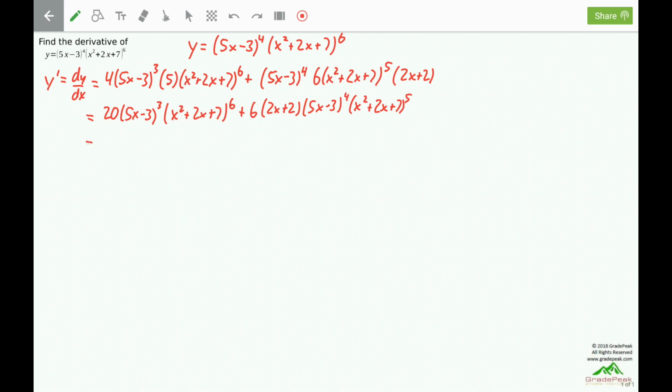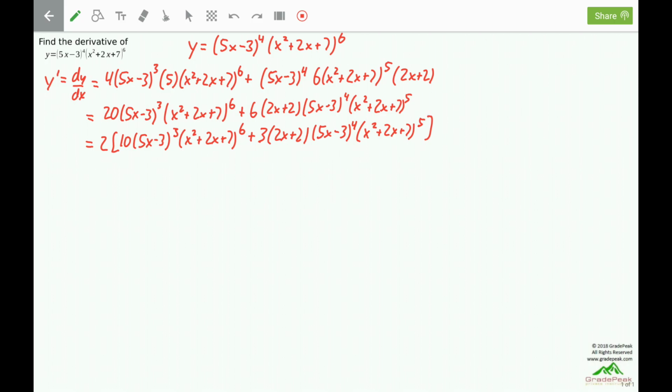Now we can start factoring. We have a common factor because of the 20 and the 6. A common factor of a 2. And that'll reduce it to a 10. Everything else the same. And then this will reduce to a 3. And everything else in that term the same.